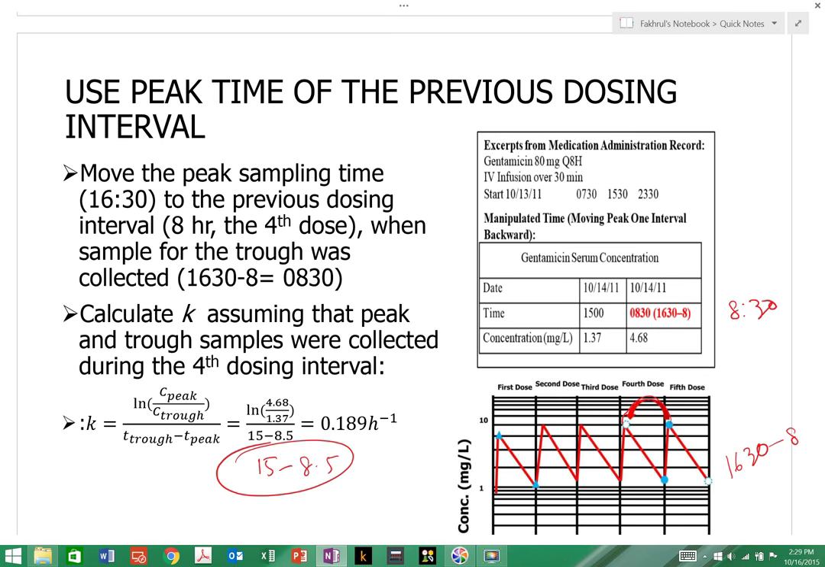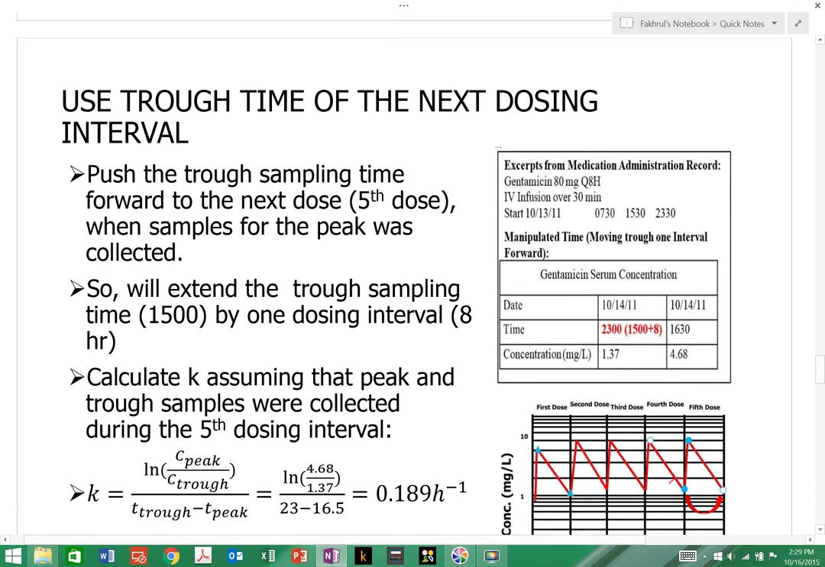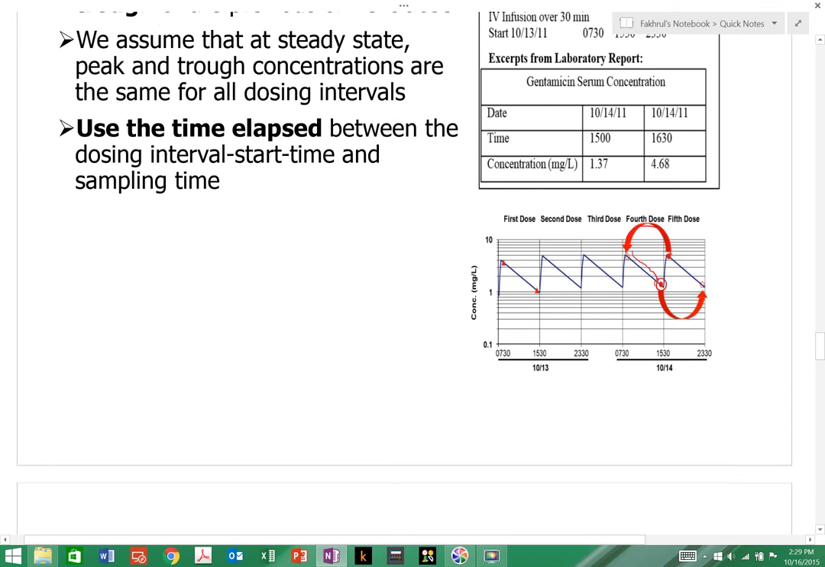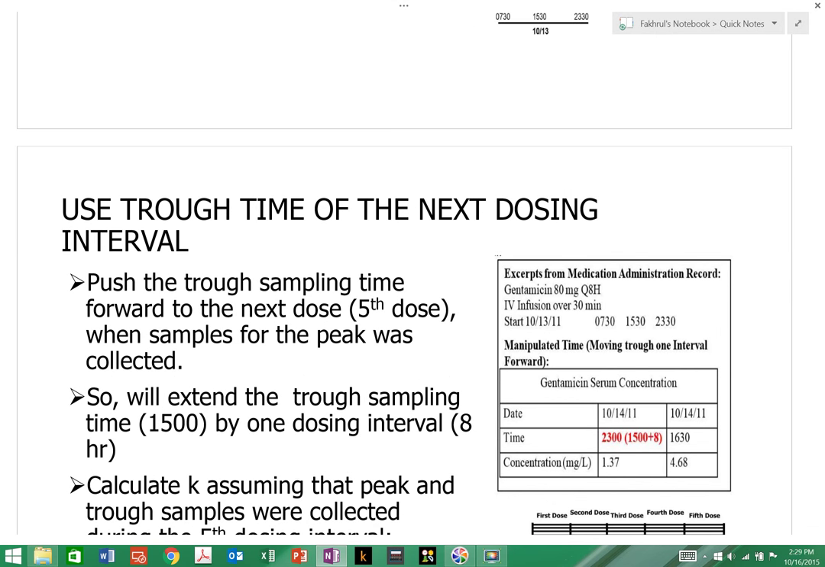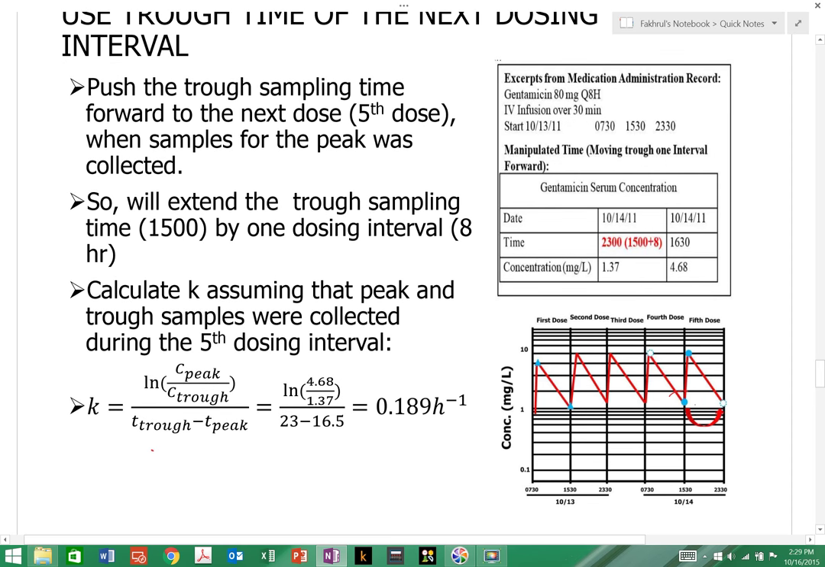But always remember, again, for peak time there are three methods. One is to use the time for peak and trough of the previous or next dose. In this case, if you use the trough time of the next dose, you have to add the dosing interval time. So for example here, you have moved 8 hours, you just add 8 hours.